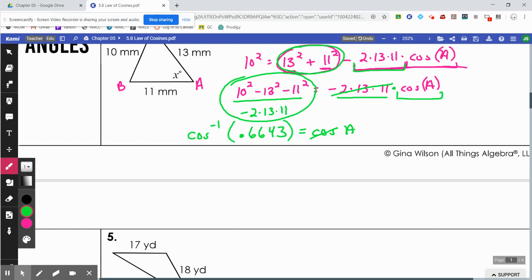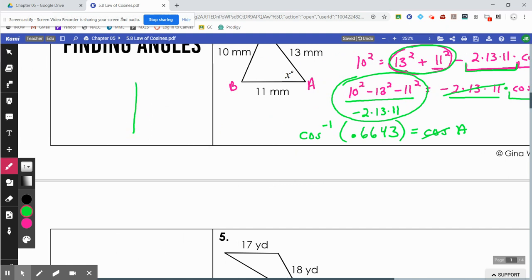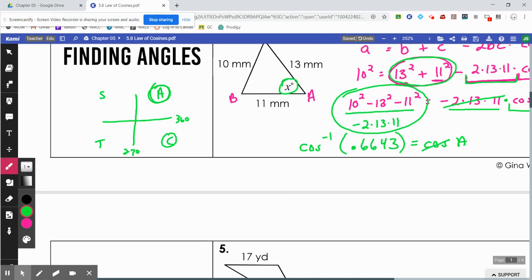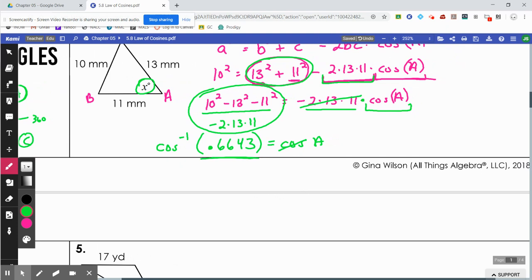Now, what's nice about this is we don't have to worry about that whole first quadrant, second quadrant stuff because of All Students Take Calculus. If we have a cosine that is positive, we have to be in the first quadrant because down here, these are angles between 270 and 360. That's the other place where cosine is positive. This angle cannot be between 270 and 360. So we know that our answer is a first quadrant answer because this is a positive cosine value. When you do the inverse cosine of 0.6643, you get a value of 48.4 degrees, and that is the only possible answer.